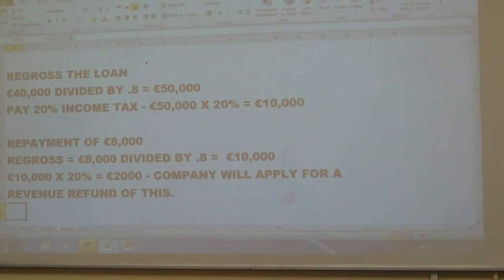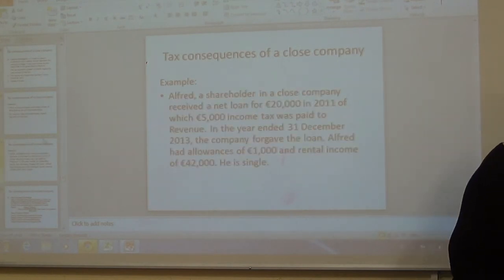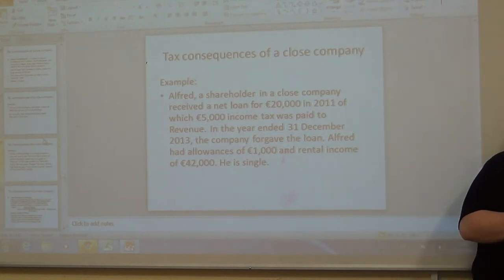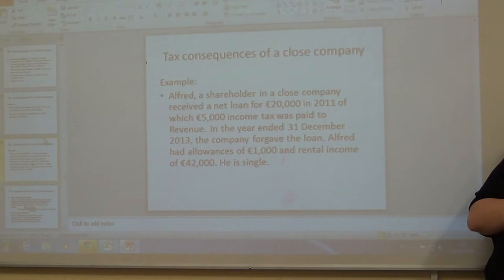But what if he never pays back the loan? I actually have an example here of it. Alfred, a shareholder in a closed company, received a net loan of 20,000 in 2012, of which 5,000 income tax was paid to the revenue. How that is done: you take your 20,000 and write it on the bottom of the slide. 20,000 divided by 0.8 is 25,000, and 25,000 by 20% gives you the 5,000 income tax.